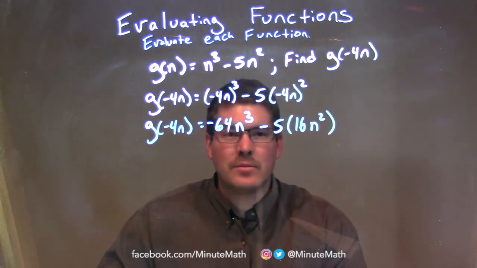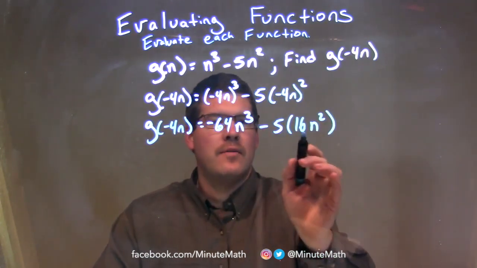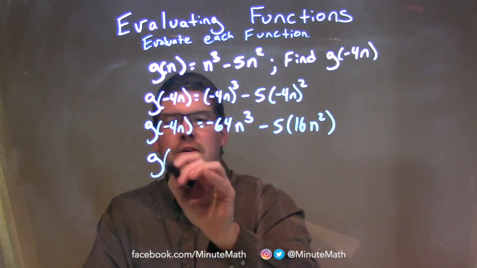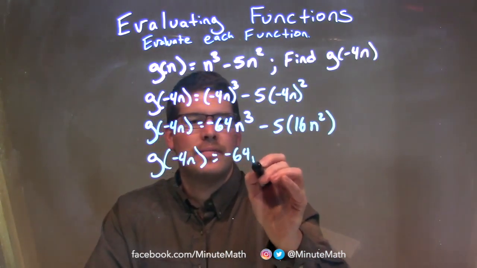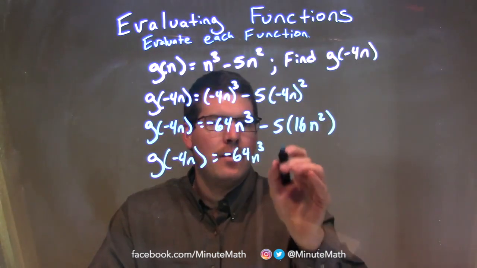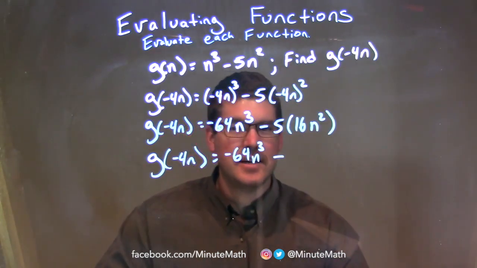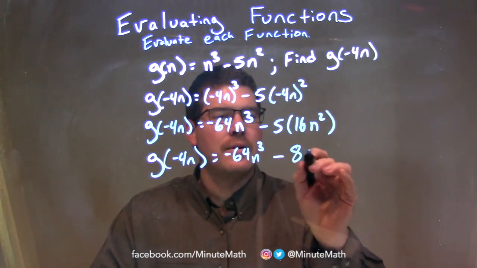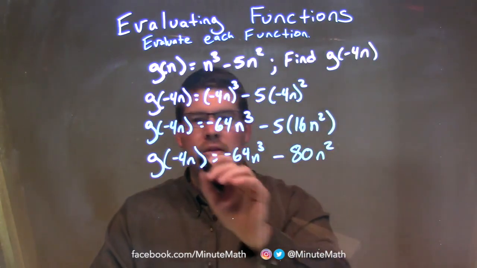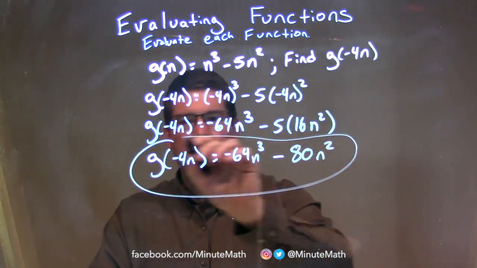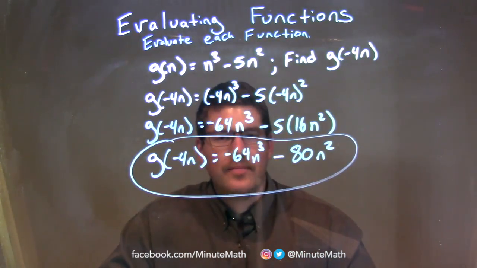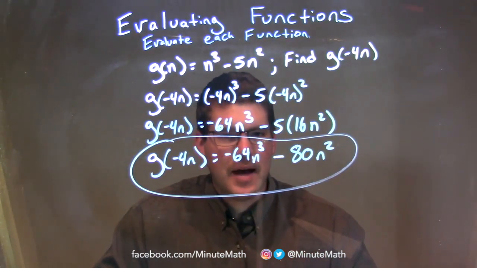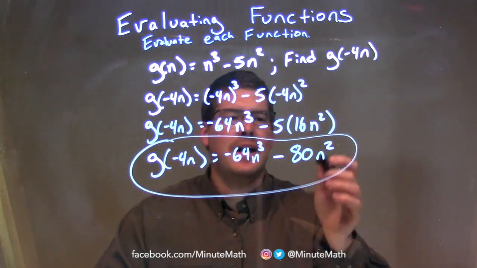So now we need to simplify this a little more. We still can distribute that 5 across. So we have g here of negative 4n. We bring down the negative 64 n to the third power. And then we have the minus. Well, 5 times 16 is 80. So we have 80 n squared. And so our final answer here, there's nothing more that we can combine. There's no like terms. Is g of negative 4n is equal to negative 64 n to the third minus 80n squared.